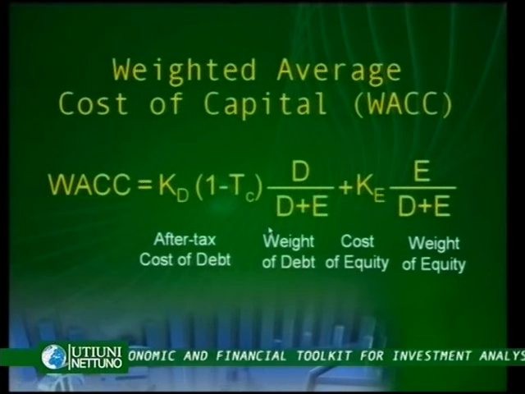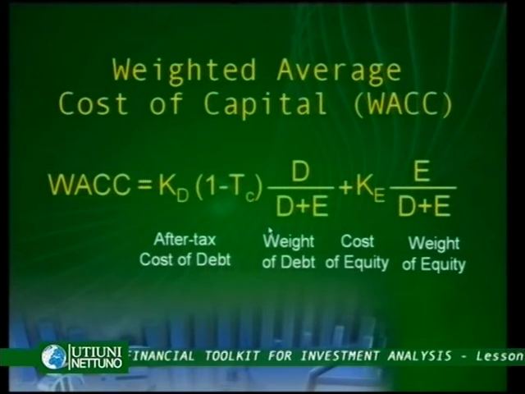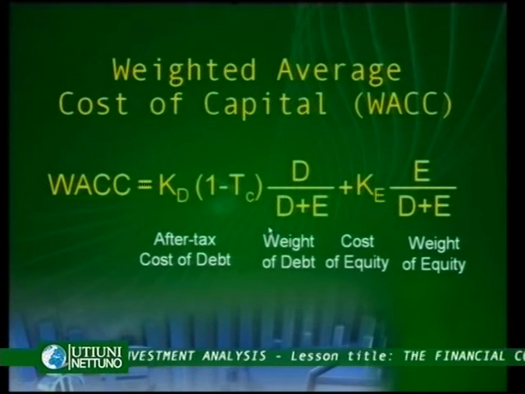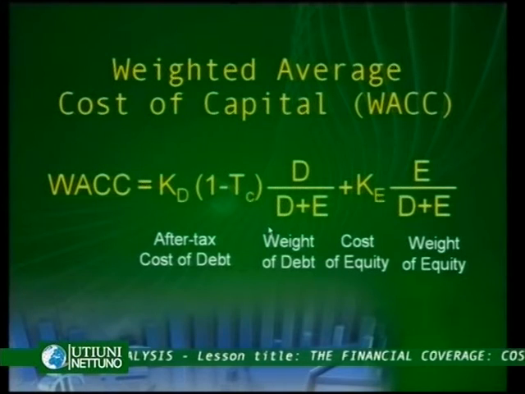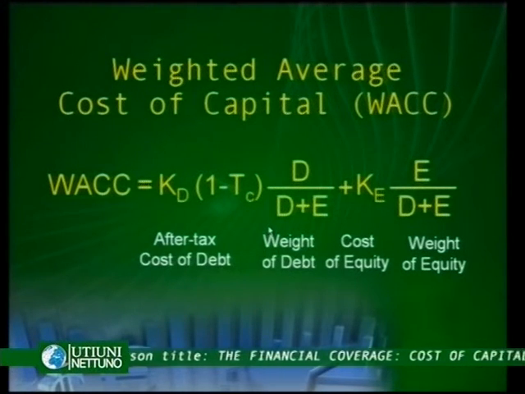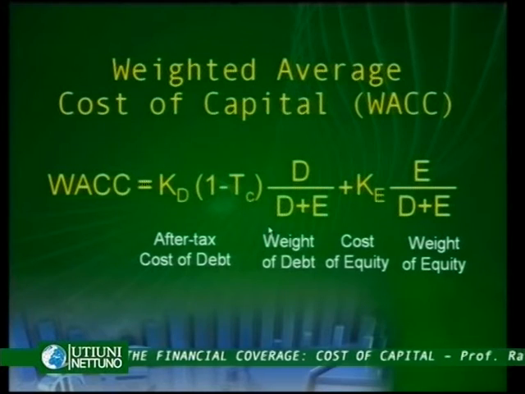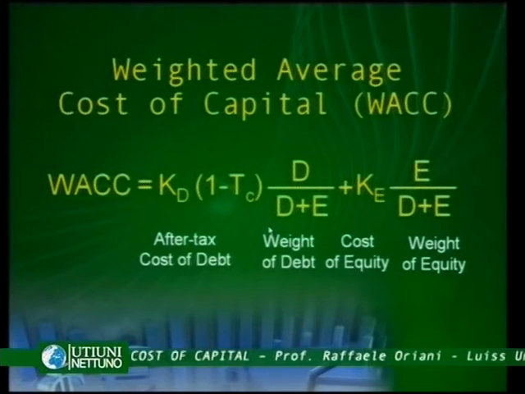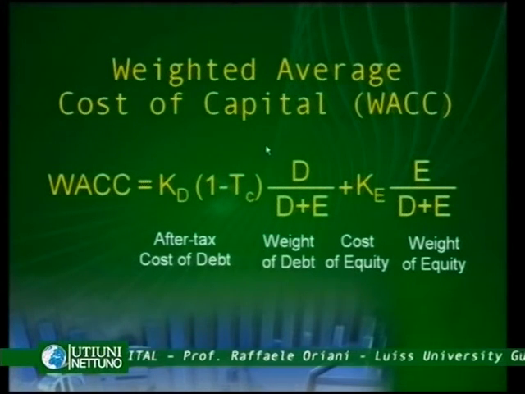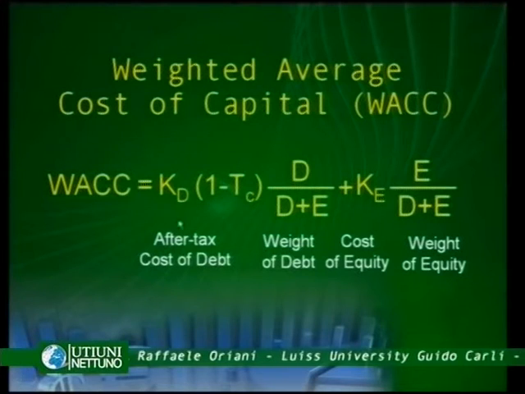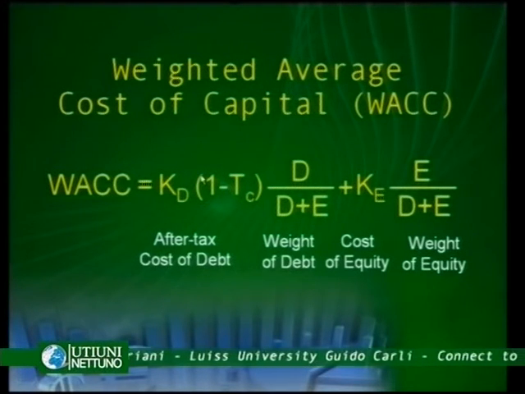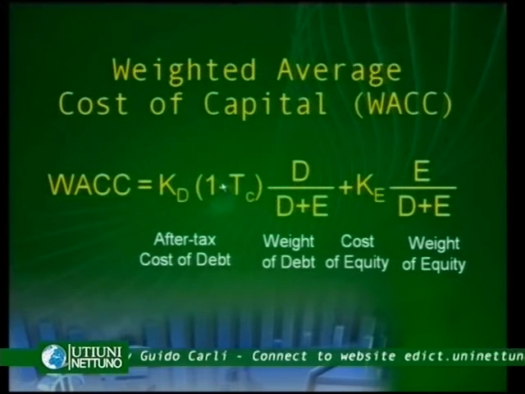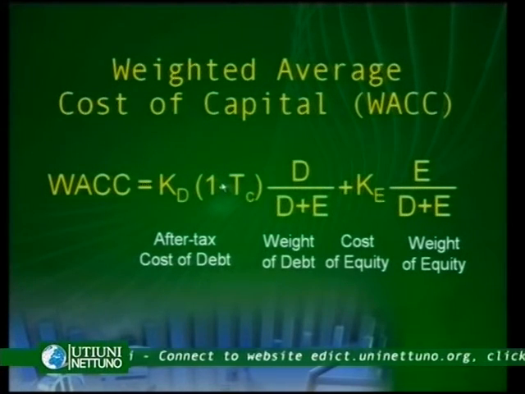The definition itself is saying it's just a weighted average of the cost of debt and the cost of equity, where the weights are respectively the weight of debt and the weight of equity on the total financial structure of the project or of the firm. So the formula is represented here in these slides. As we already know, KD is the cost of debt before taxes. TC is the tax rate that firms are paying on corporate income.